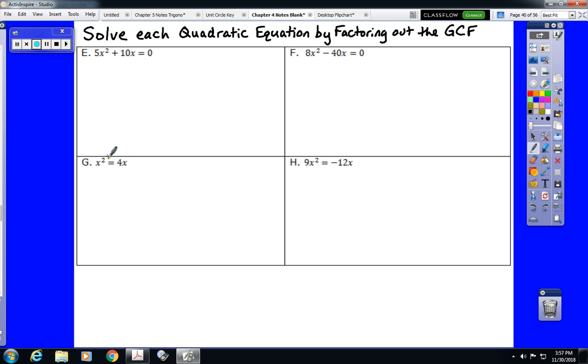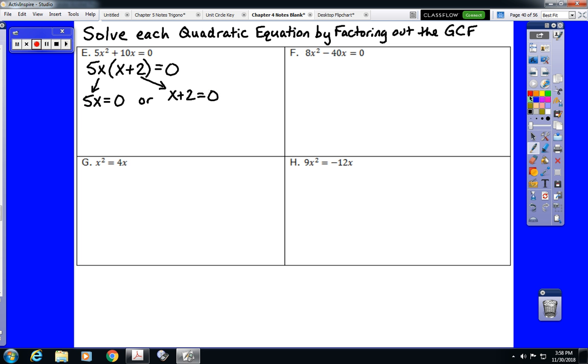Okay, so 5x squared plus 10x can be factored. It has a greatest common factor of 5x. So we factor out 5x, which leaves x plus 2. Now this expression looks like the ones we solved earlier. So we're going to break that up into two separate equations. 5x equals 0 or x plus 2 equals 0 using the zero product property.